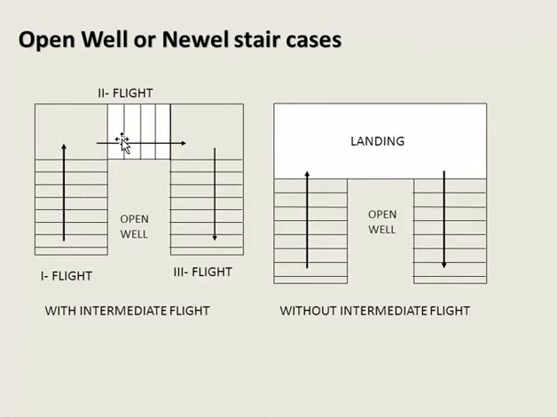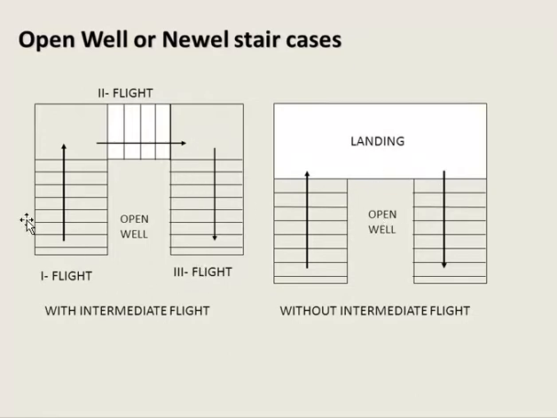In this case we have flight 1, flight 2 and flight 3, and this doesn't have an intermediate flight, but we have a wide landing over here. We will move up in this way. This is the landing, and then we will go to the next floor. In this case we have flight 1. This is the quarter landing. Again, this is the second flight. This helps in reaching this portion, and again we will take the third flight.